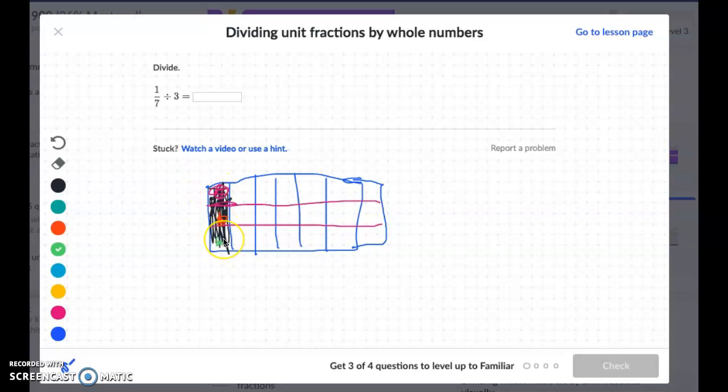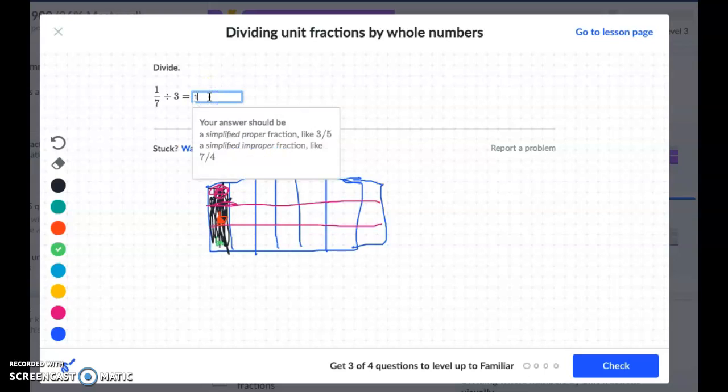So 1/7 divided by 3, if you look at this top, this pink person up here, they're going to get one piece out of 1, 2, 3, 4, 5, 6, 7, 8, 9, 10, 11, 12, 13, 14, 15, 16, 17, 18, 19, 20, 21. So they would get 1/21st of that actual candy bar.